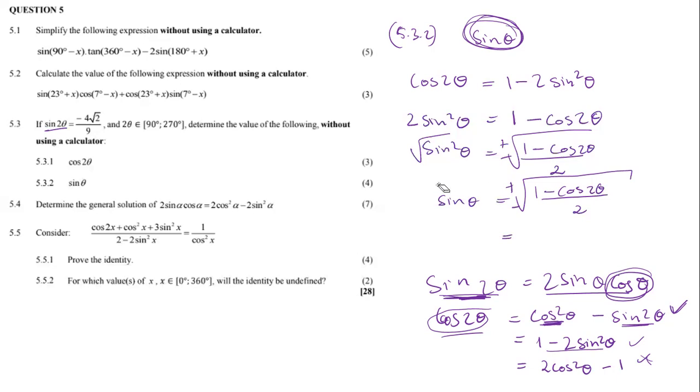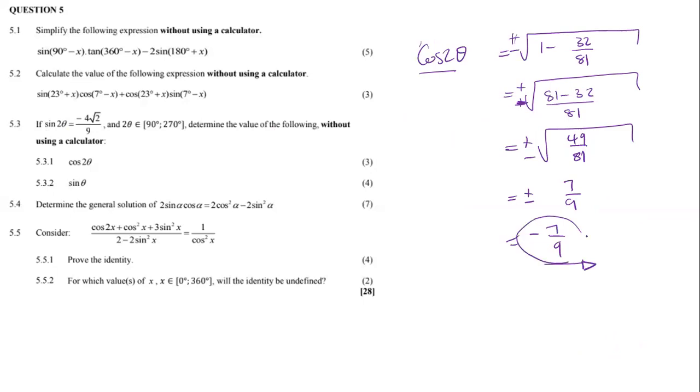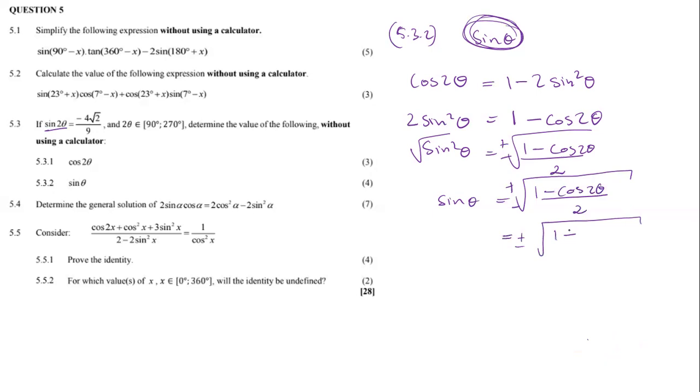Now we have sine theta, which is what we were looking for. So all we have to do right now is substitute. Or you could have substituted at the beginning, it is still fine. It really does not matter. So now we further simplify this expression: plus or minus the square root of 1 minus cos 2 theta. Remember, we determined cos 2 theta in the question above. It is negative 7 over 9. So we just plug in, it's going to be positive 7 over 9, divided by 2.